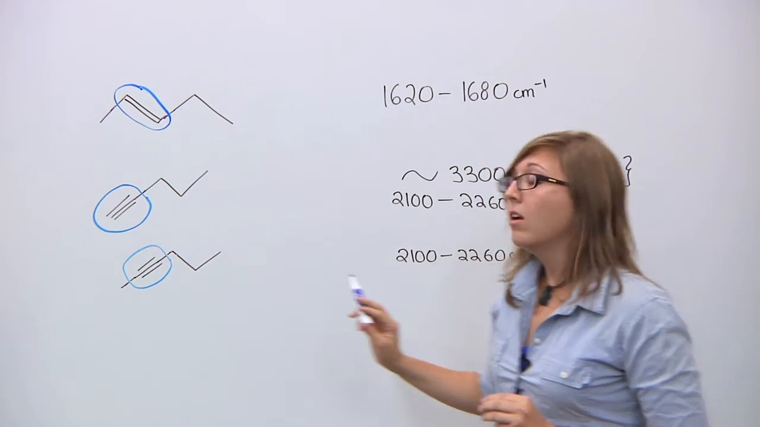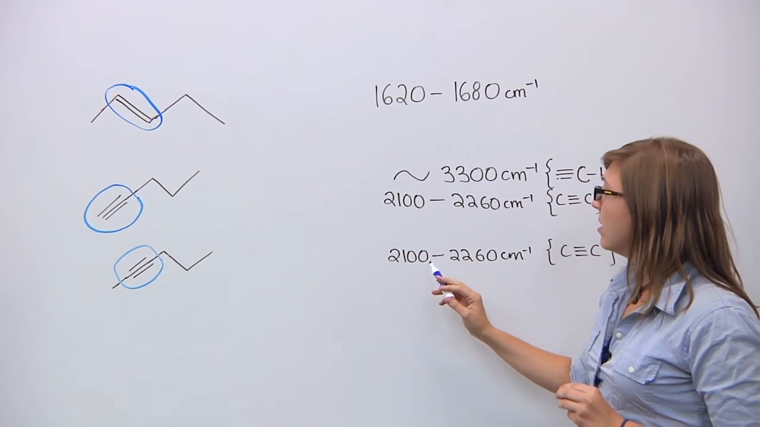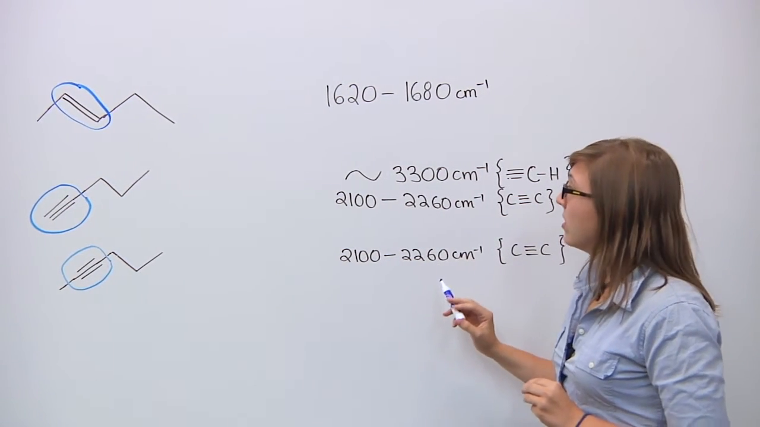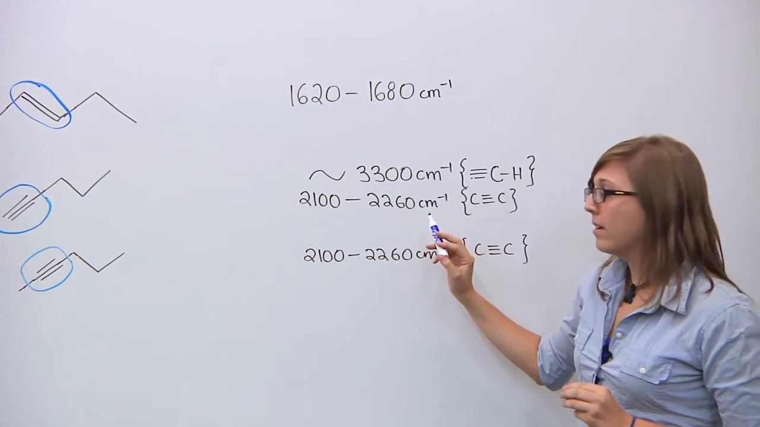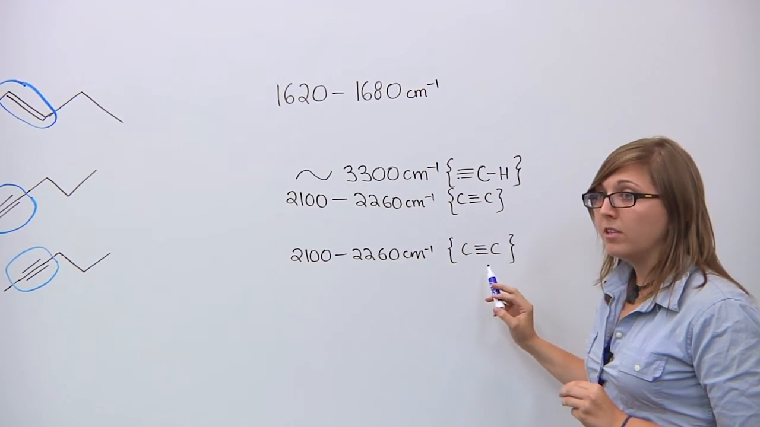Internal alkynes give a frequency of 2100 to 2260, which, as seen with the terminal alkyne, is just the carbon triple bonded to another carbon.